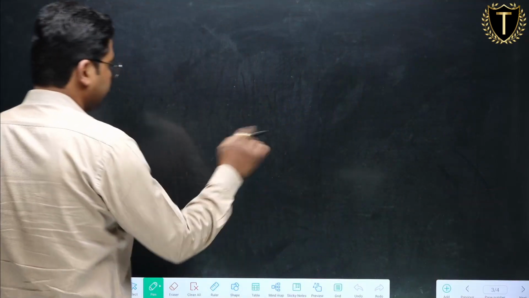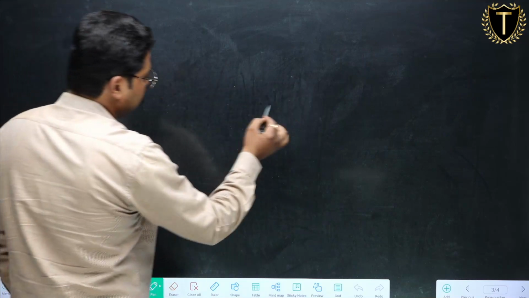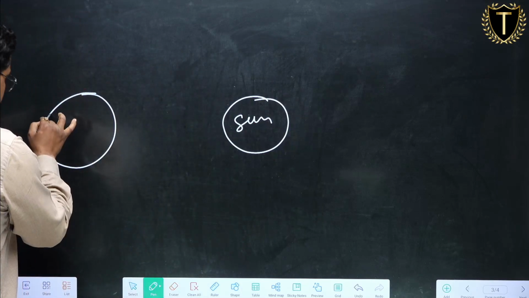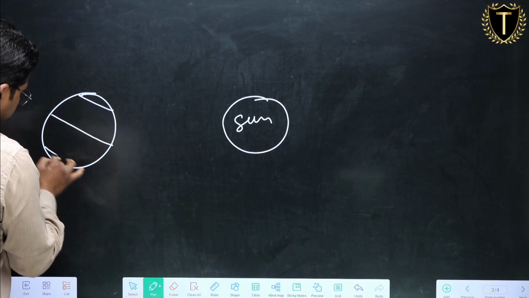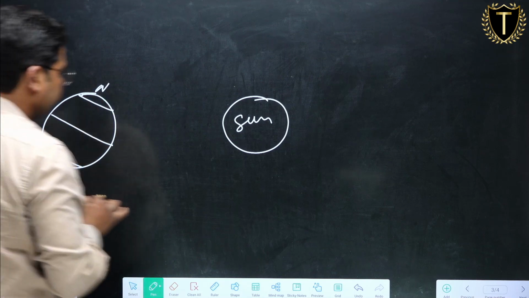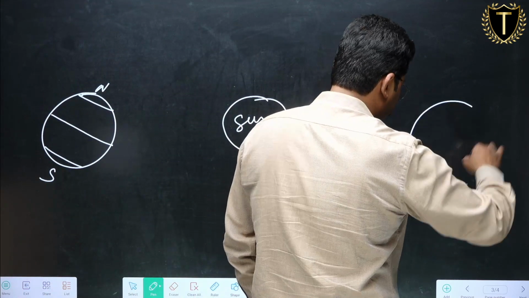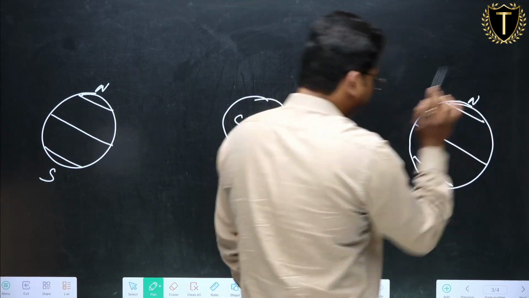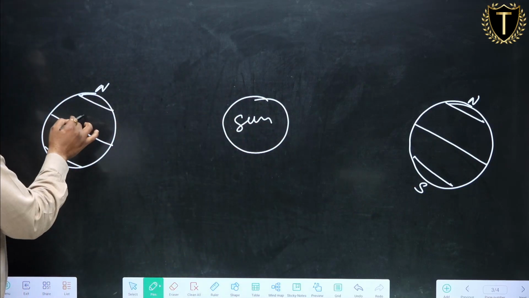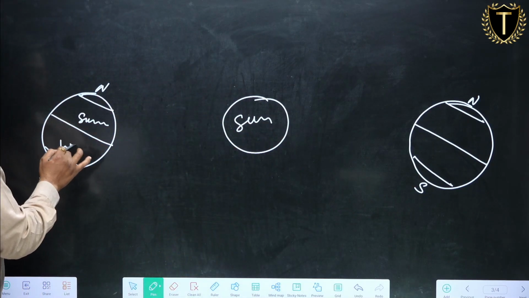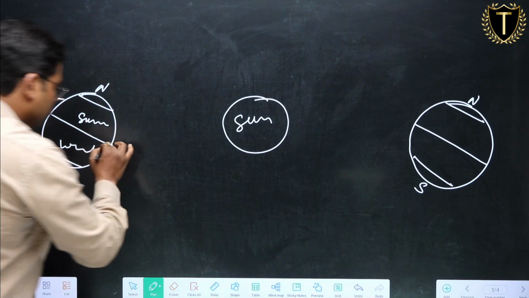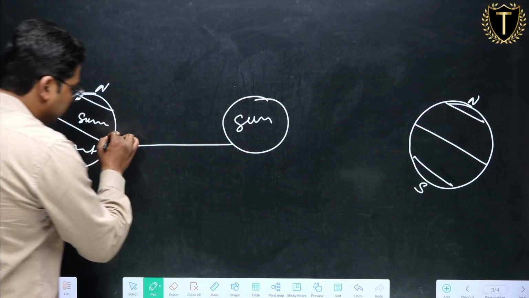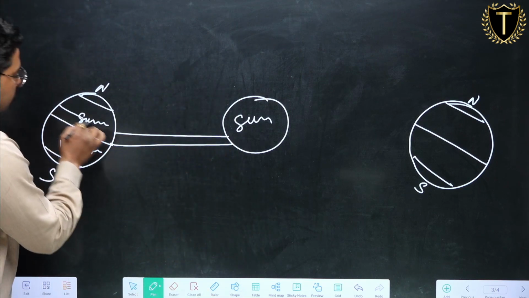Let me show you. Suppose this is our sun, and one time the northern hemisphere is facing the sun, and one time the southern hemisphere is facing the sun. So in this manner, the southern hemisphere is having summer and this one is having winter. So sun rays are vertical throughout the year over the equator, and they will shine vertical till the Tropic of Cancer.